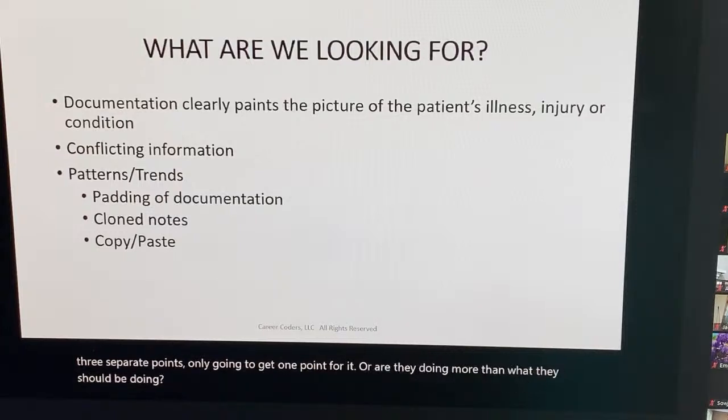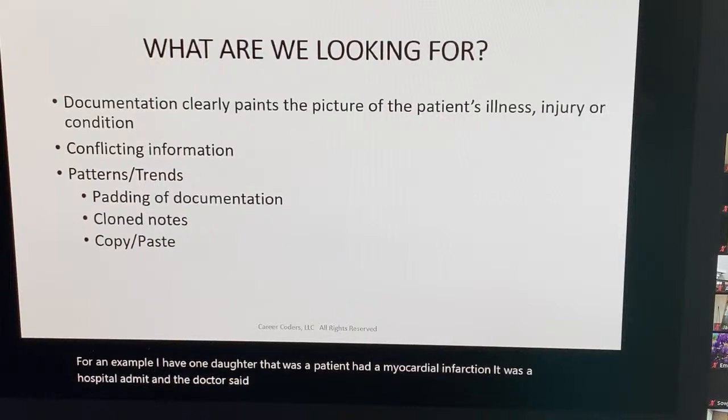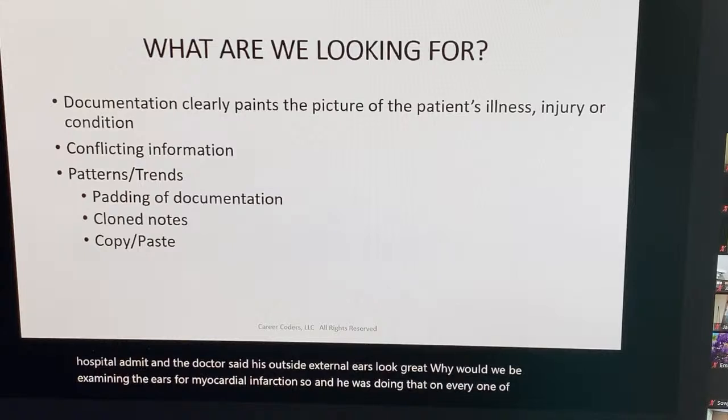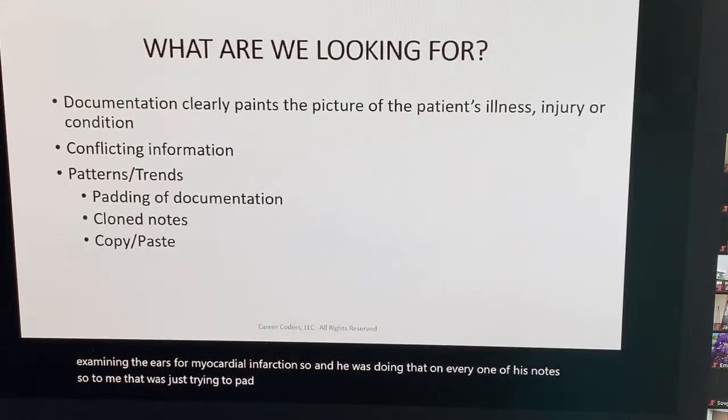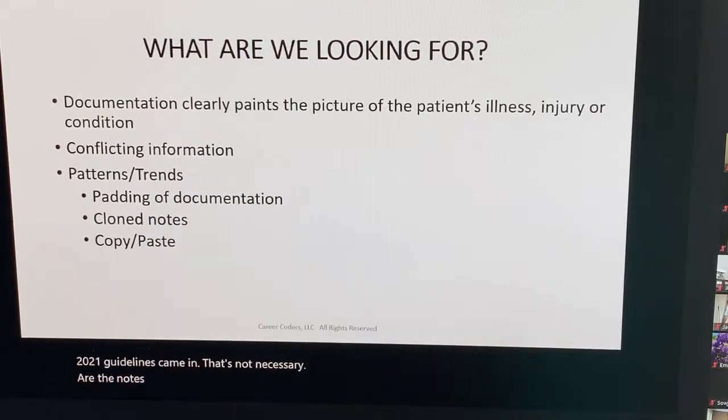For an example, I had one doctor whose patient had a myocardial infarction. He was a hospital admit. And the doctor said his outside external ears were great. Why would we be examining the ears for myocardial infarction? And he was doing that on every one of his notes. So to me, that was just trying to pad the documentation to get more points. And this was before the 2021 guidelines came in. So it's not necessary. Are the notes cloned? We see some that all look the same. And copy and paste we'll talk a little bit more about as well.